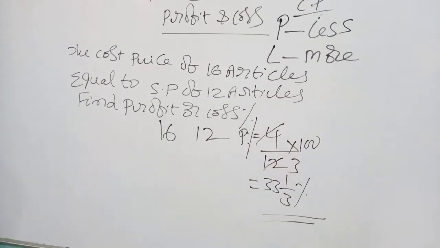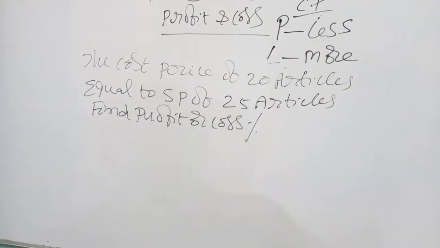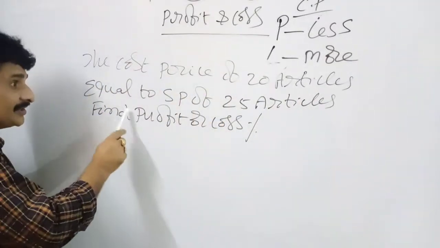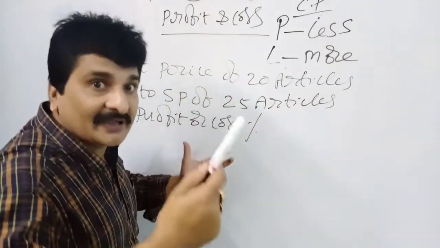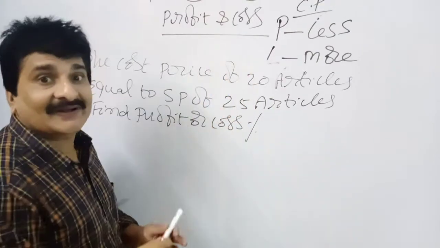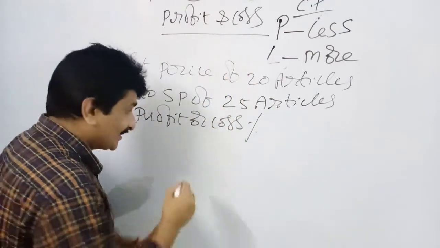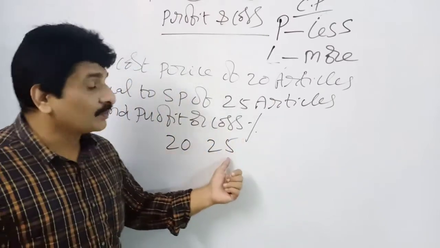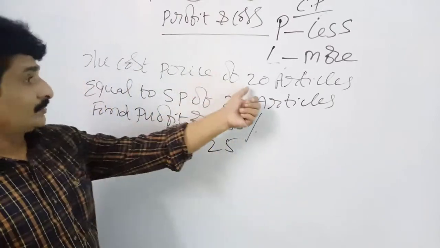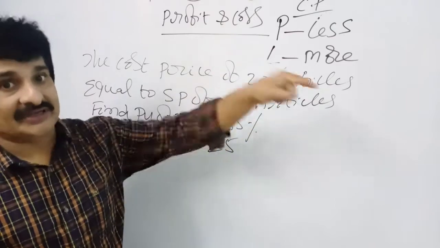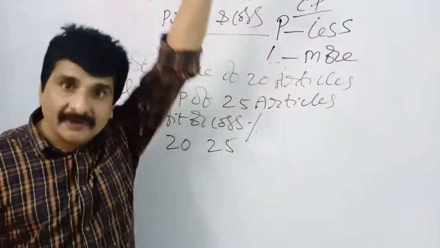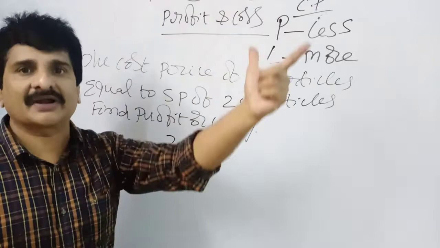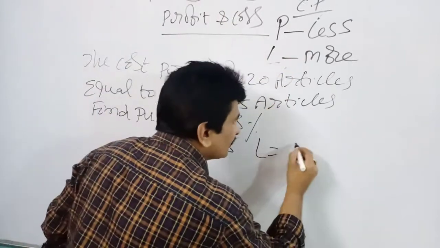Now the next model. Now see this. This is the next question. The cost price of 20 articles is equal to the selling price of 25 articles. Find the profit or loss percentage. What is the shortcut I told you? Write the two numbers 20 and 25. You are getting the cost price of 20 articles by selling 25 articles, so you are giving extra 5 articles. This means 5 will be the loss.